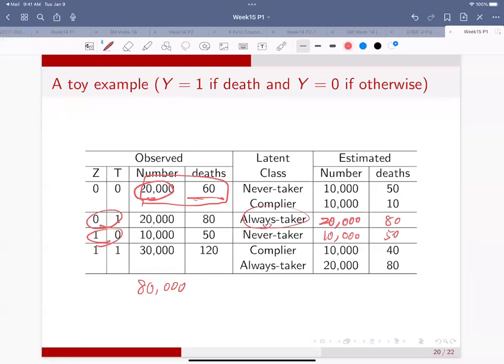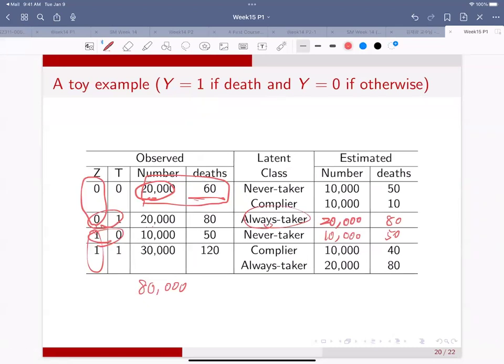How can I split these numbers into two groups? How do I know that? The idea is, okay, I randomize Z. So that means I randomize and then the proportion of, so this guy essentially goes to here, and this guy essentially goes to here.